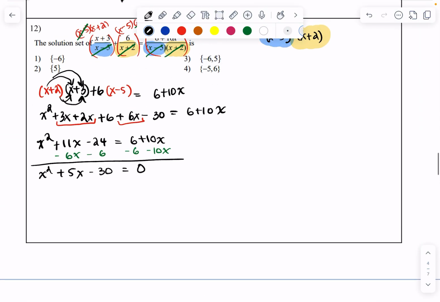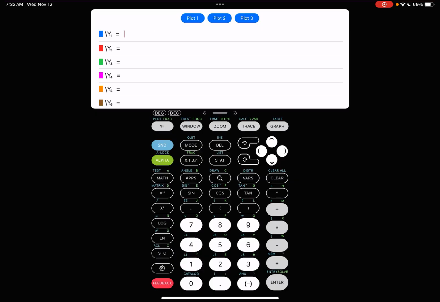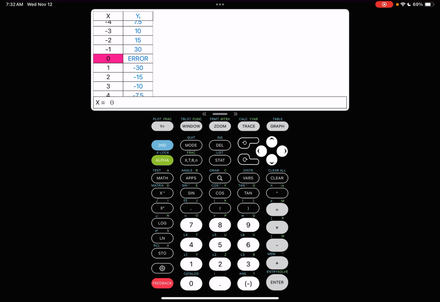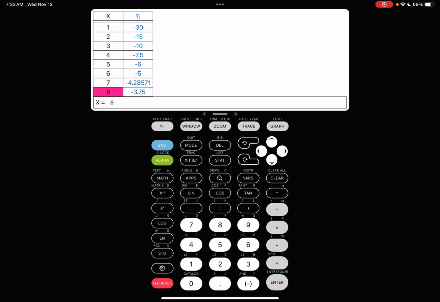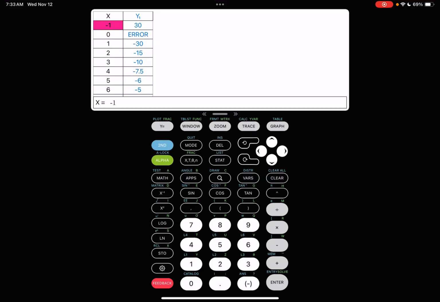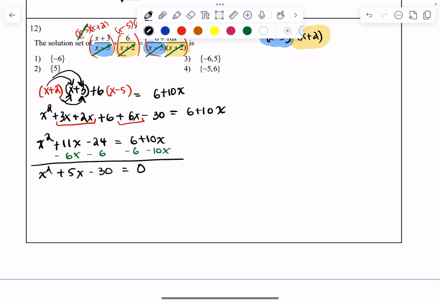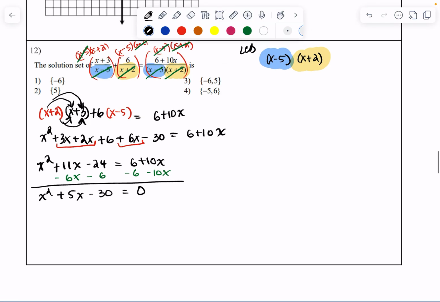We could do that using our calculator. So I'm going to pull up my calculator. Let's see. Y equals negative 30 divided by x, and I go to my table and look for two numbers that multiply to negative 30 and add up to 5. I feel like I may have made a mistake when I did the calculation, so I'm just going to double check one more time, because I don't think there are two numbers that multiply to negative 30 and add up to a positive 5.